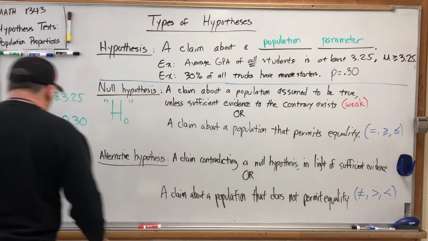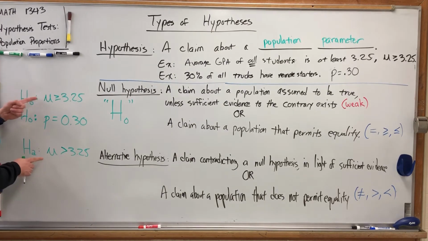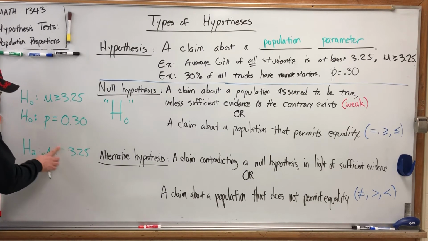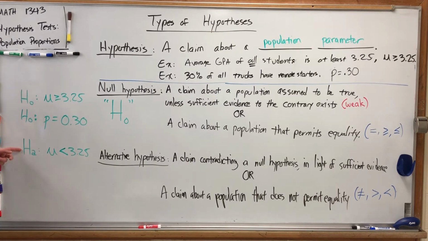In fact, there's only one symbol I could put here. I couldn't put greater than because then these two agree pretty much all the time. The only difference is when mu is actually 3.25. The only relation I could put for an alternative hypothesis corresponding with this null hypothesis is mu is less than 3.25.